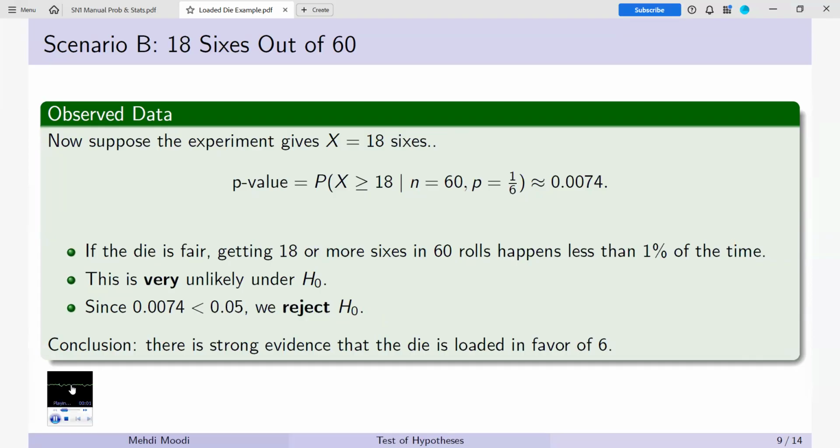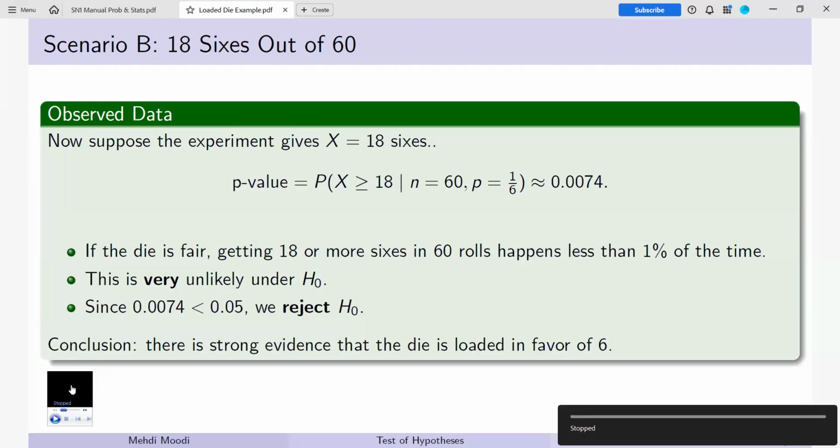18 6s out of 60 is a very different story. Under fairness, this has less than a 1% chance, so the fairness assumption looks very shaky. Here the p-value is less than 1%, so we reject the null and statistically accuse the die, and maybe the friend.